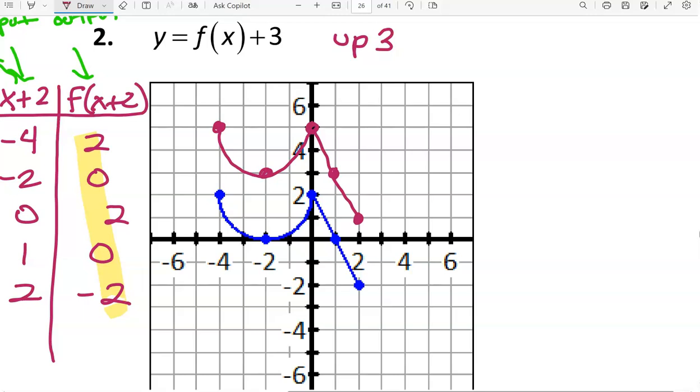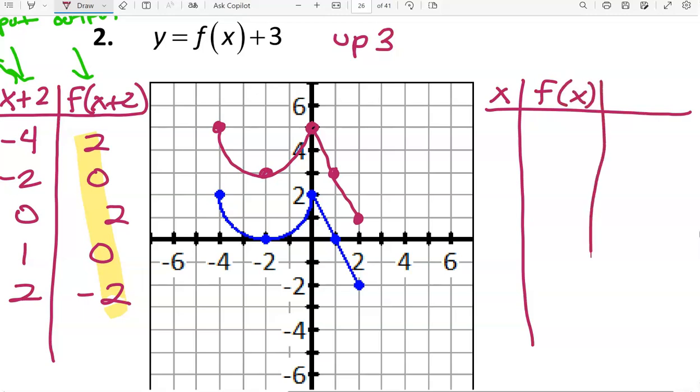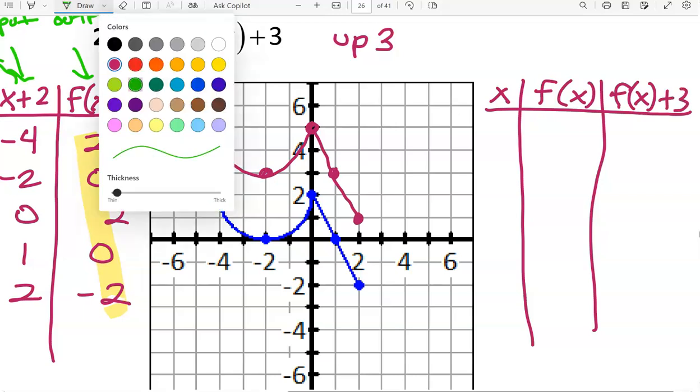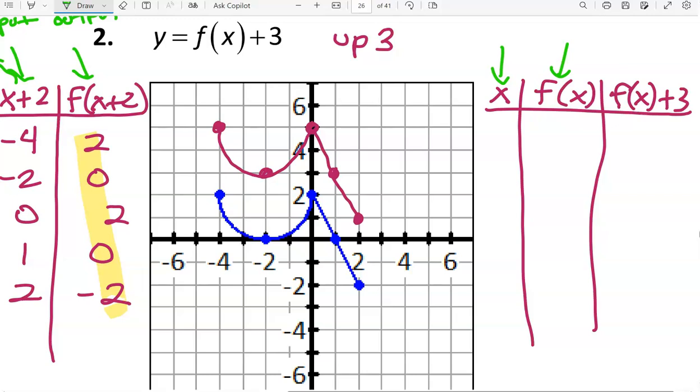Or, if you prefer the table of values approach, in order of operations, we choose an x, take f of that x value, and then once the function value has been found, add 3 to it. And it's important to realize where our inputs and our outputs are. Inputs in the first column, outputs in the second column.